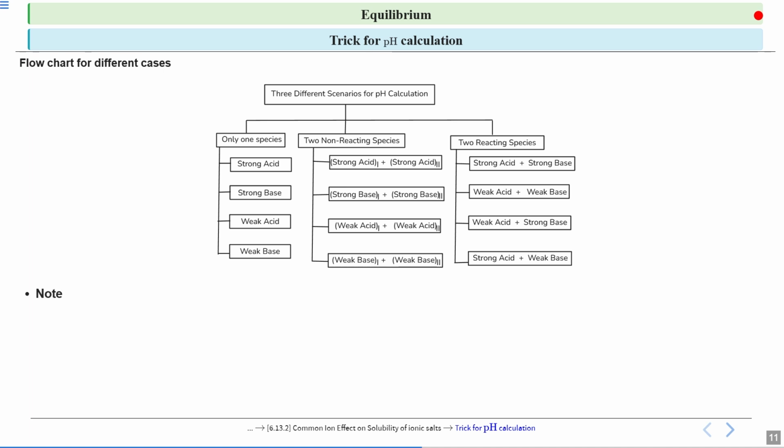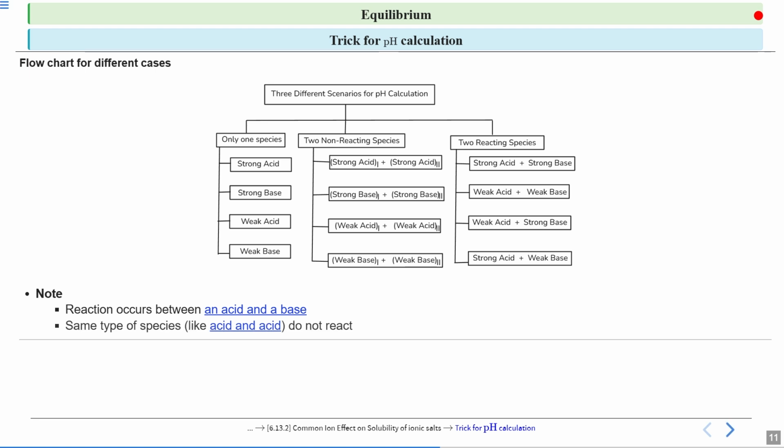Remember how you will define reacting and non-reacting species. So if they are acid and base, then they will react. If they are of similar type, like if we are taking 2 acids or we are taking 2 bases, okay, then they will not react. Remember, if you are taking 2 acids, then both of them should be strong or both of them should be weak. If you are taking 2 bases, then both of them should be strong or both of them should be weak. This should be followed.